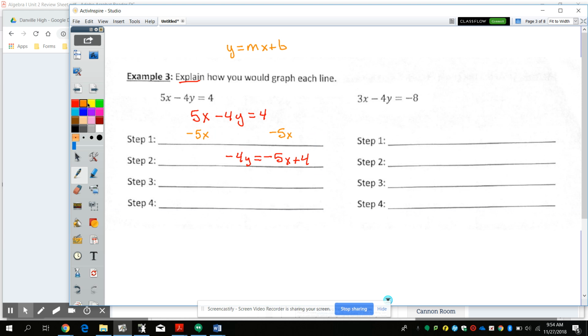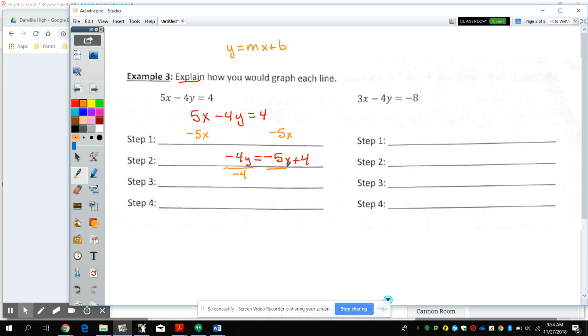Now we need to get rid of this negative 4 that's in front, because slope-intercept form does not have a number there. A lot of people want to go, oh, plus 4, but that is not correct. Notice when it's right next to it, it means it's times this y. So to get rid of it, I need to divide by negative 4.